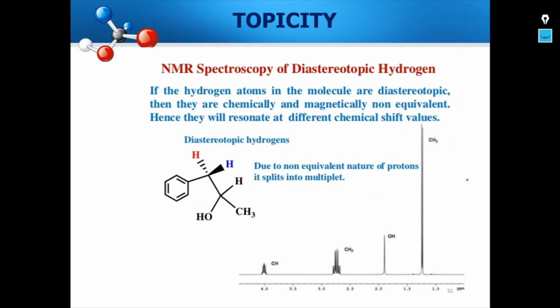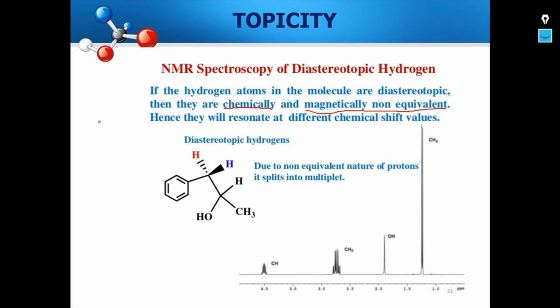Again, if you look at the evidence from NMR, if the hydrogen atoms in the molecule are diastereotopic, then they are chemically and magnetically not equivalent. Again, I have to recall a simple thumb rule here. Homotopic ligands cannot be differentiated using NMR spectra.